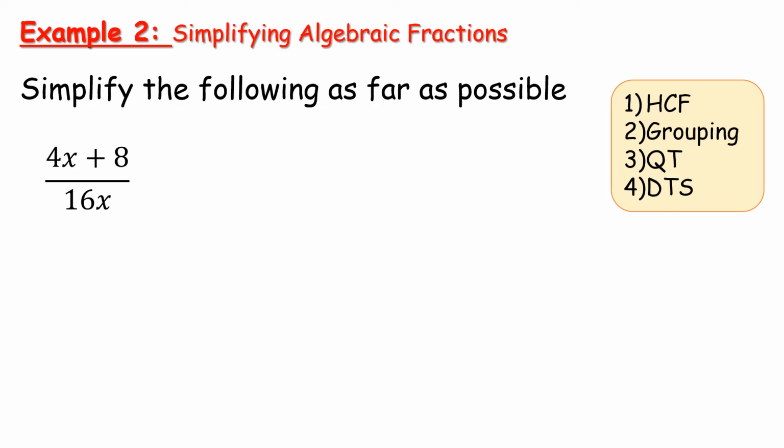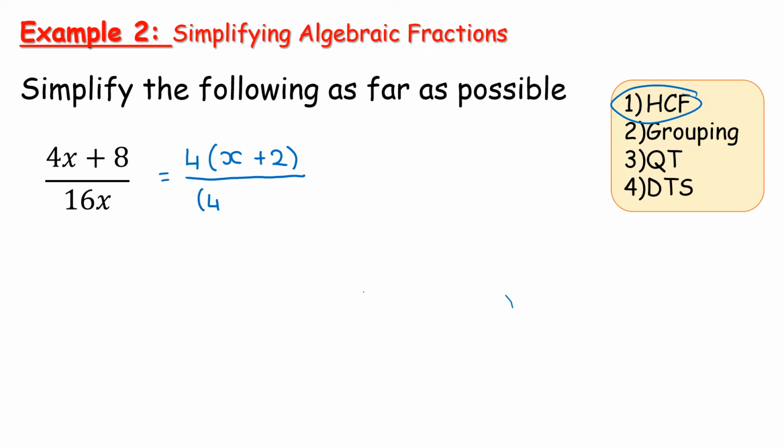So the bottom line, that's very simple to factorize. We're just going to break it into factors. But the top line, we're going to need one of those 4 types of factorization. So the one that's valid is the first one, highest common factor. So if 4 is common, that leaves us with an x plus 2. So I'm going to see, can I split the bottom line into something times 4?